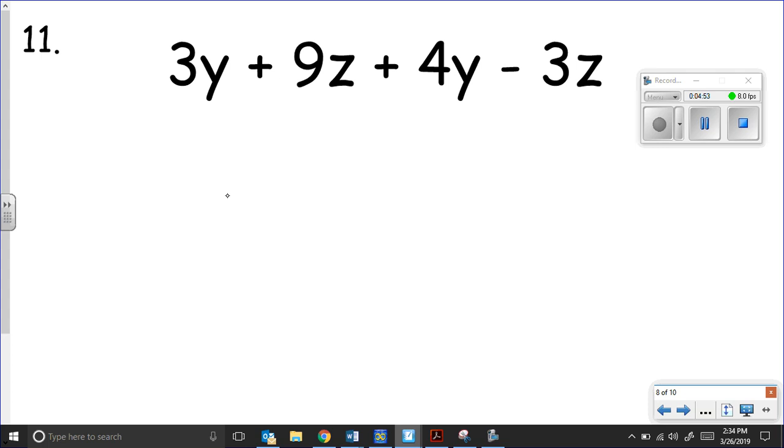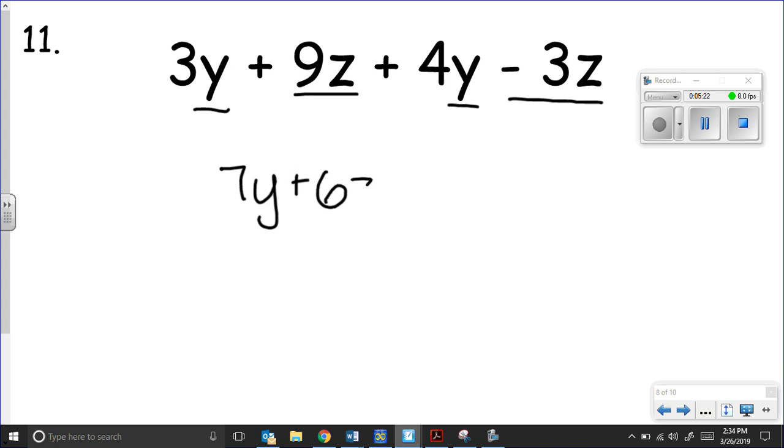All right, so let's look at number 11. Even though we have more terms here, 4 to be exact, we can still see what we can put together. This one has y, and then this has the y here, so we can put those together. So that's 7y. And now we can put the 9z with the minus 3z. Remember, always take the sign in front. So 9 minus 3 is 6, which is our positive 6. So you do plus 6z. And now I can't combine anything else, so this is my final answer.